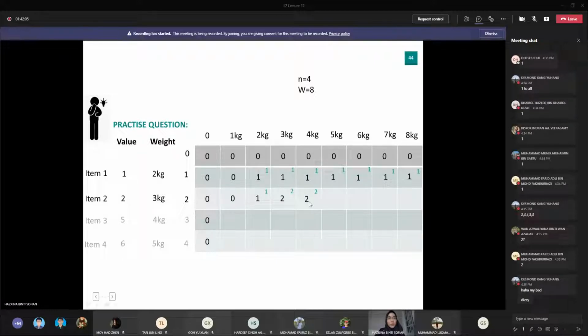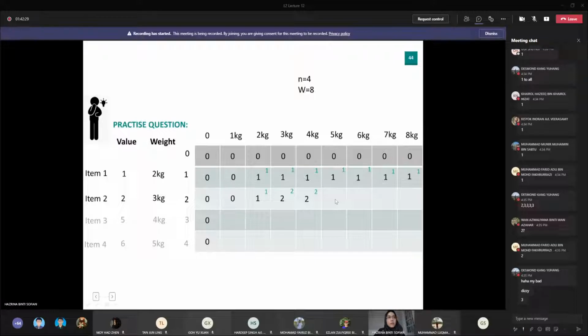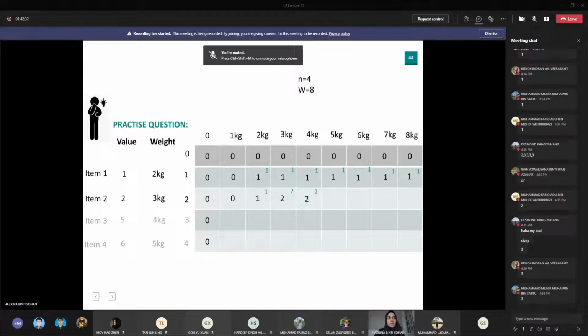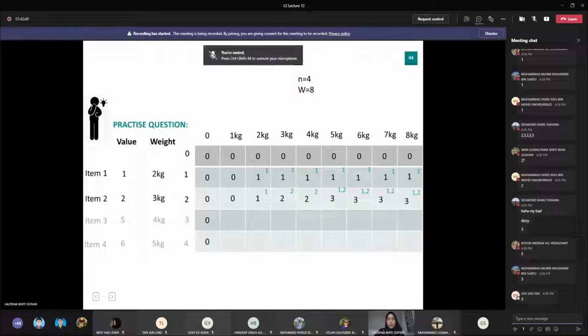Okay. So 2, yeah. It's still 2 because at capacity 4, here is 3 kg, here is 2 kg, so we cannot add it. So we just take value of 2. How about 5 kg? 3. Others? All 3? Okay, good. So the rest are all 3, okay? Okay, 2 more rows, then I'll let you go.